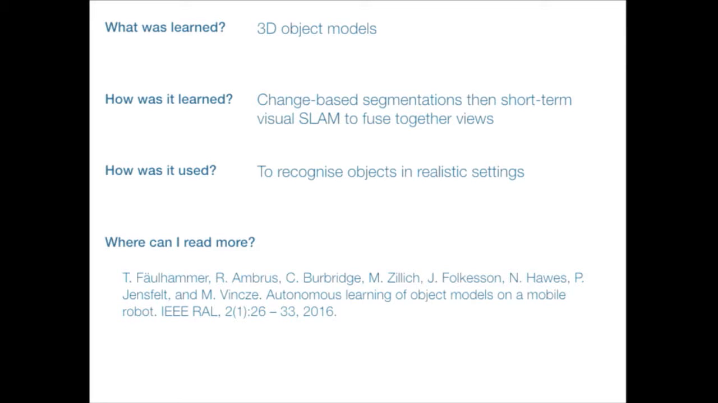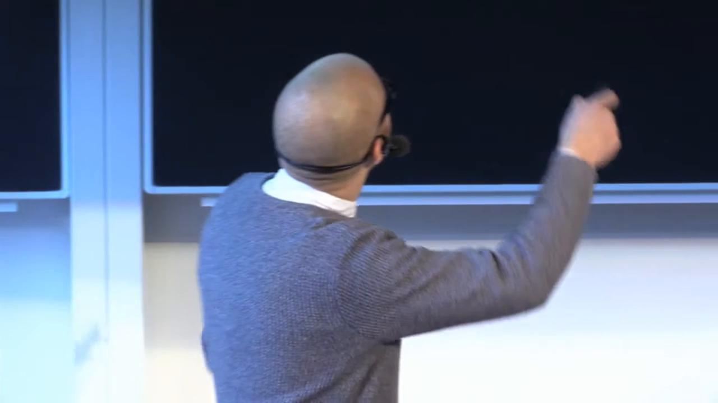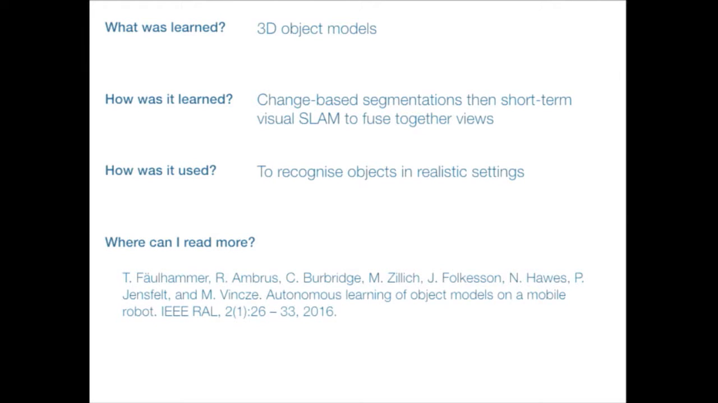How do we do it? Well, this isn't machine learning as such. We've got a pipeline where we stitch together a range of things we know that work. So doing the change-based segmentation, then short-term visual SLAM to allow us to know how the different views of the object map together. And then we were able to use that to re-recognize objects in realistic settings. So I should say, even though I described failures in the long-term use of this system, even though we were kind of learning junk, we could re-recognize that junk in everyday scenes, as useful as that is. And again, I recommend, if you want to know more, there's a paper with the full evaluation, the full pipeline, and the algorithms we used. So this is a good place to start.